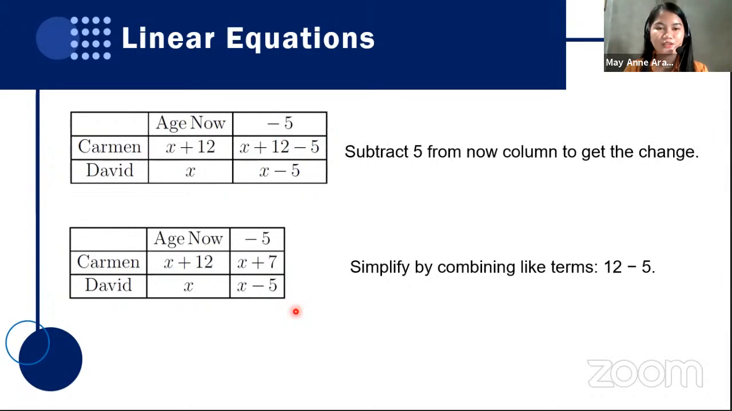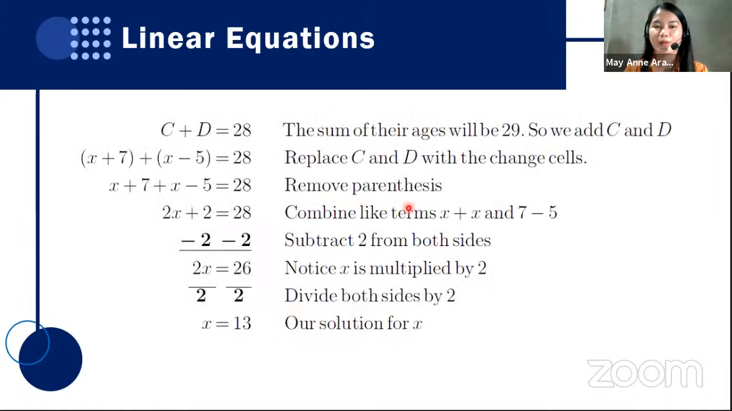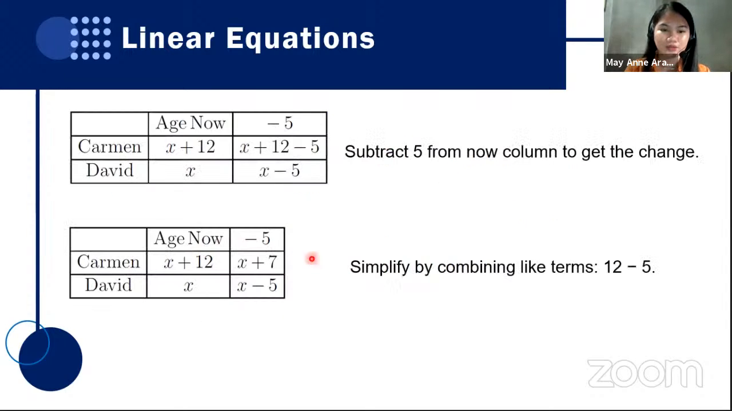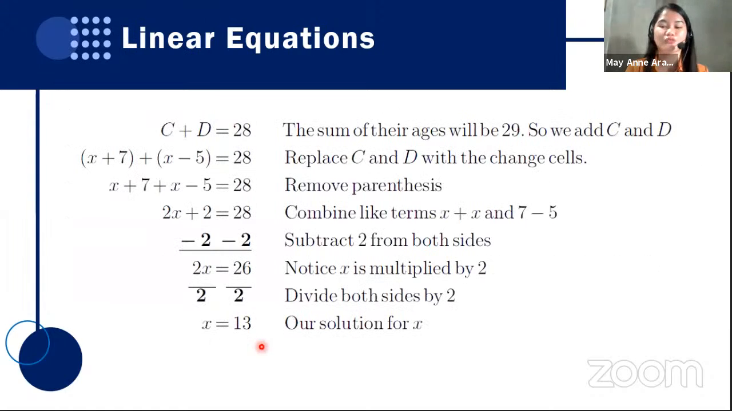Then take note of the other details. So according to the problem, the sum of their ages was 28. So we will add Carmen and David. So we just add x plus 7 and x minus 5. So you have x plus 7 plus x minus 5. Just combine like terms. So you have 2x plus 2 equals 28.